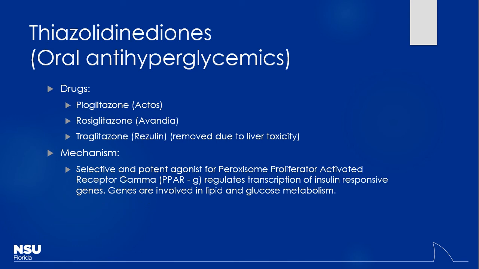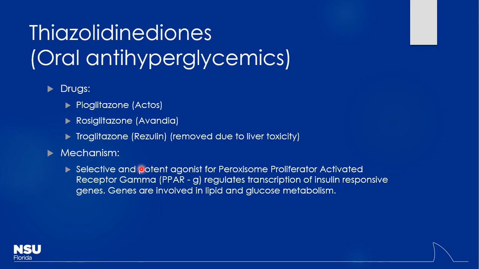Okay. So then moving on to the TZDs, the thiazolidinediones. These are also oral agents we have here. Everything's been oral so far that we've been talking about, besides the insulins. These are going to include pioglitazone, rosiglitazone, and then troglitazone. This last one got removed due to liver toxicity. And then you're also going to find there's some issues with rosiglitazone. I'll mention that in a second here.